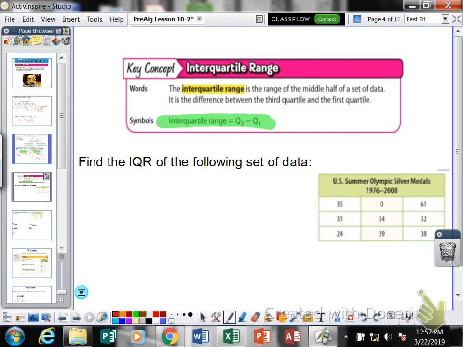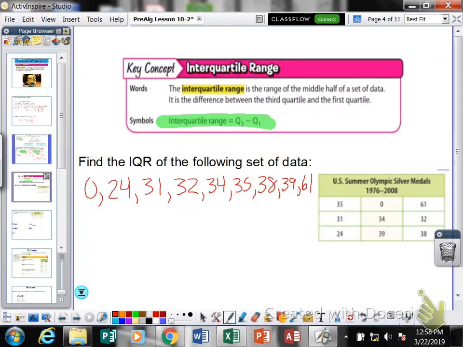So we want to find the IQR of the following set of data. So first things first, again, we have to order them from least to greatest. So we have 0, 24, 31, 32, 34, 35, 38, 39, and 61. Okay, so now I need to find the median of that set of data. My median in this case is going to be 34.